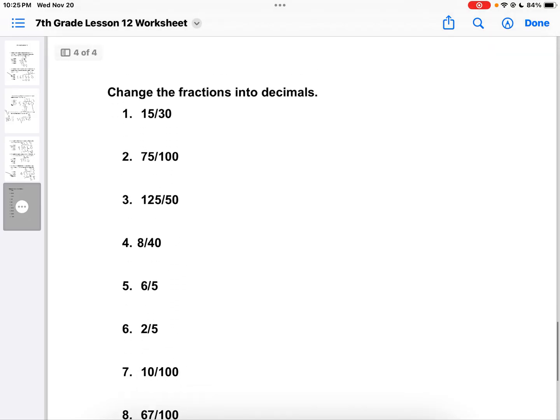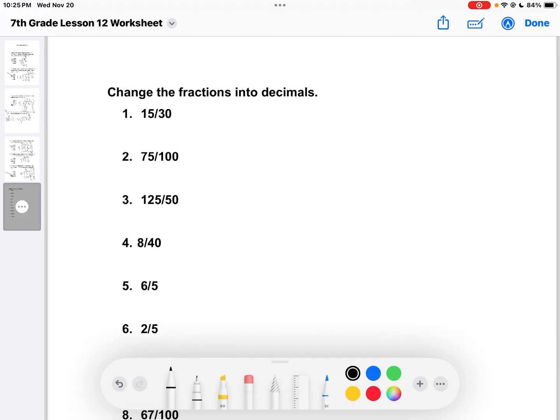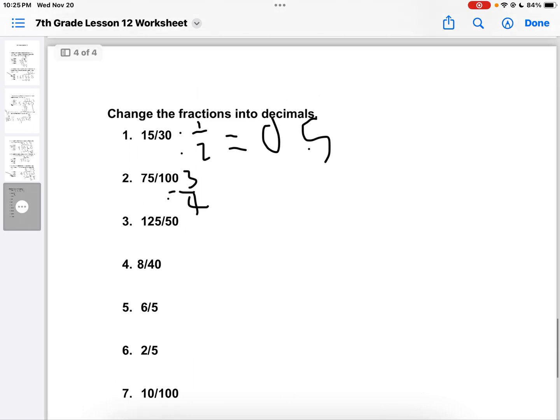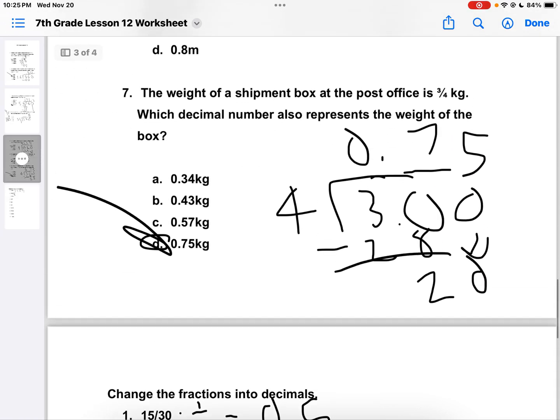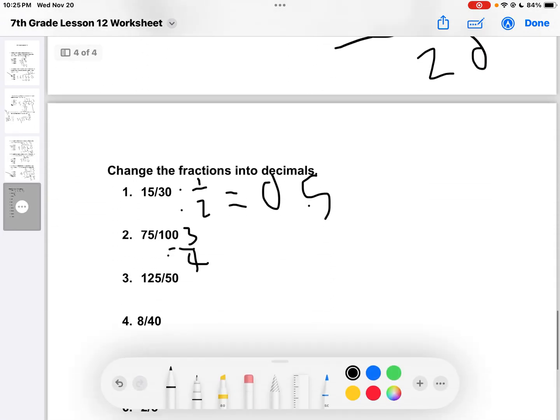This is converting fractions into decimals. So, well, 15/30 is 1/2. So this will be 0.5. So always try to simplify your fractions first. And 75 and 100 will be simplified to 3/4. And above here, we already did 3/4, and that is 0.75.